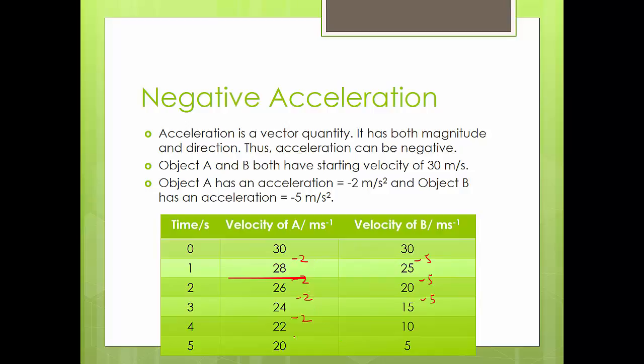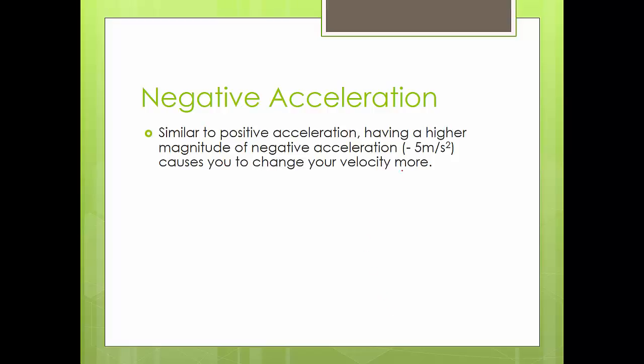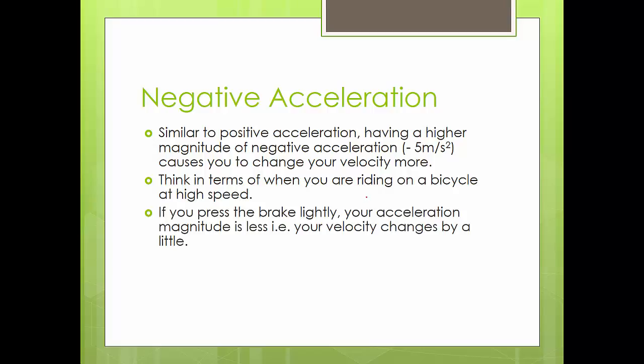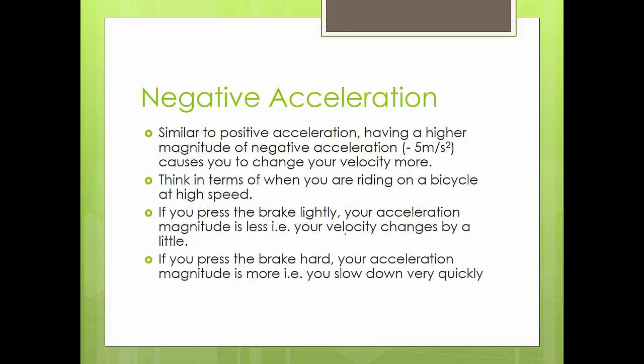Eventually you find that having -2, the end velocity is 20. Having -5, the end velocity is 5 meters per second. So having a higher negative acceleration will change your velocity more. Another way to think of it: if you're riding a bicycle at high speed and you press the brake lightly, your acceleration magnitude is less, like -2, and your velocity changes by a little. But if you press your brake hard, your acceleration magnitude is more, so you slow down very quickly from 30 to 0, and so on.